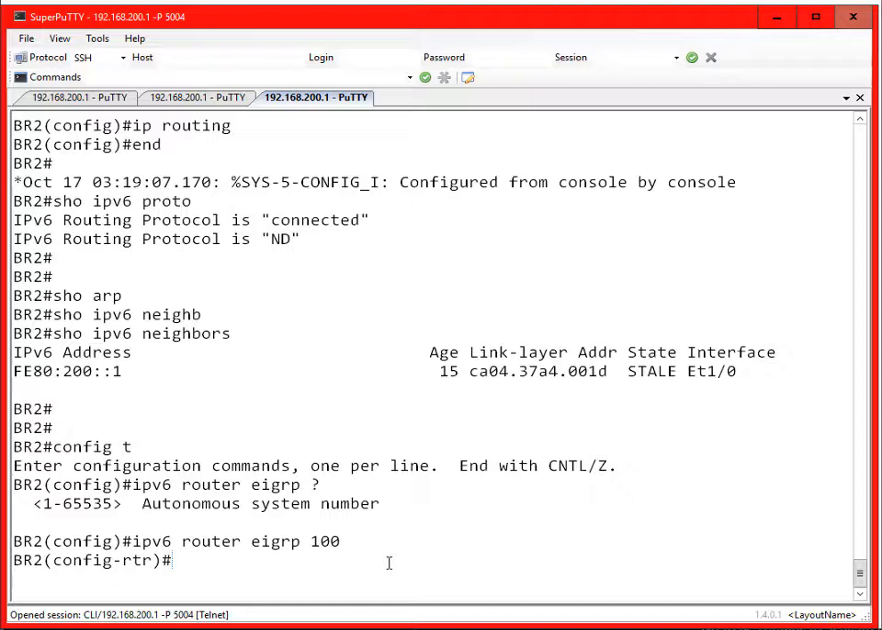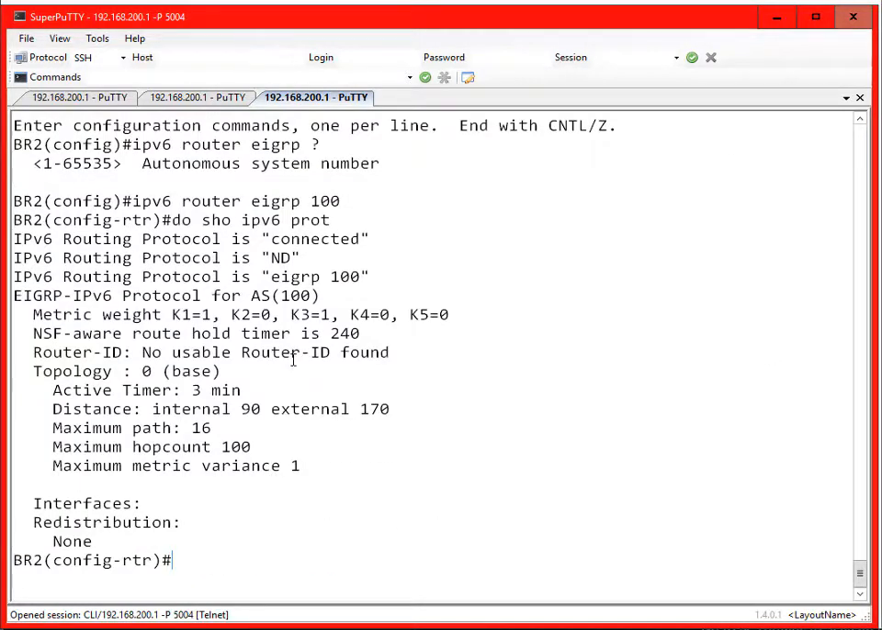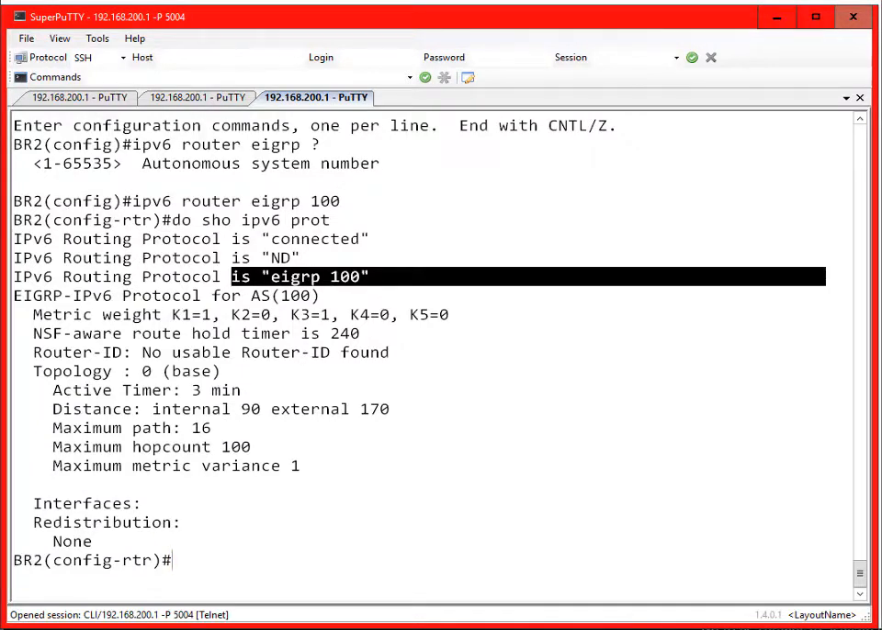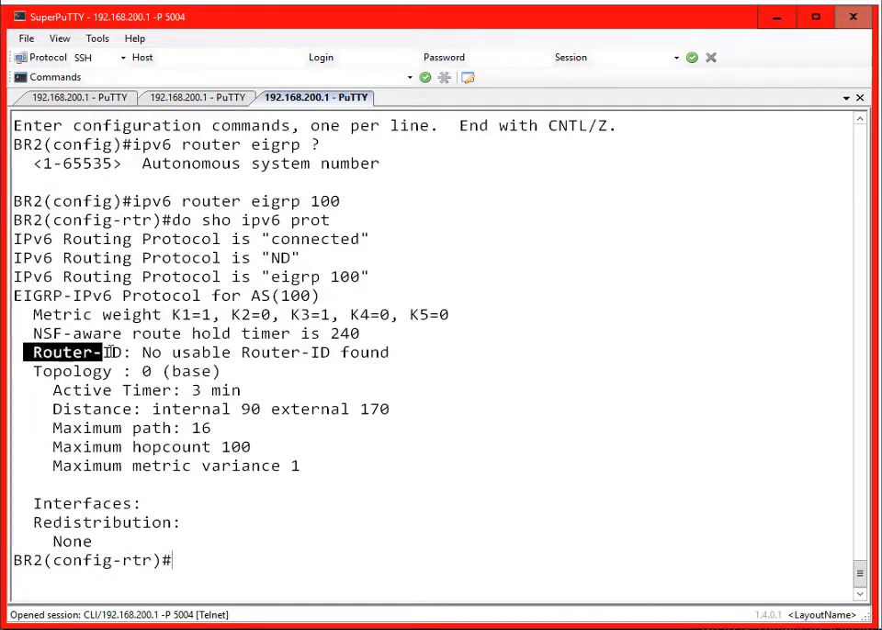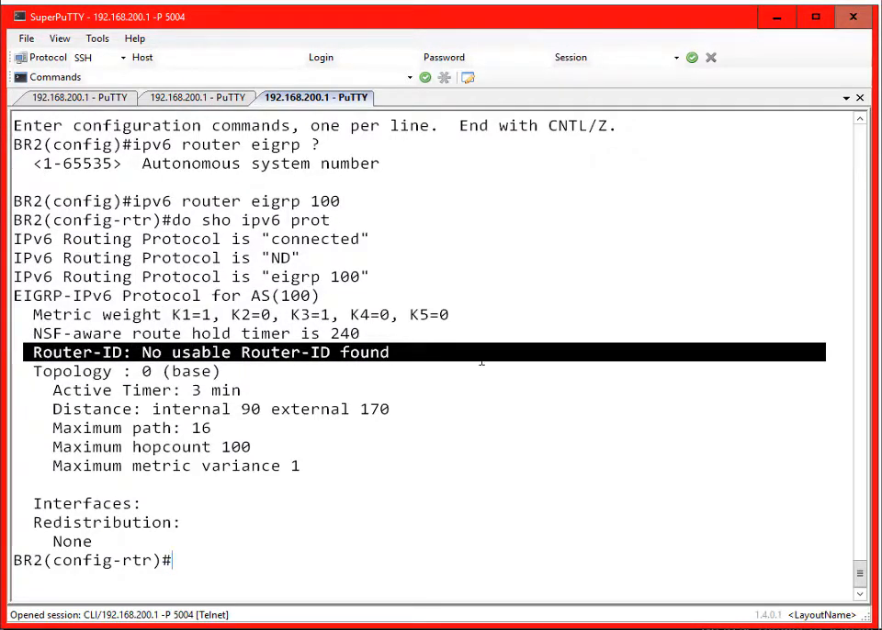However, if I do a show ipv6 protocols now, you will see that we are actually running EIGRP 100. But there's something missing here, all right? And that's this right here: no usable router ID found.